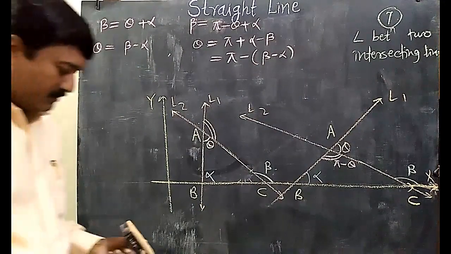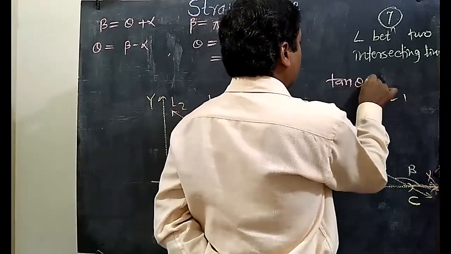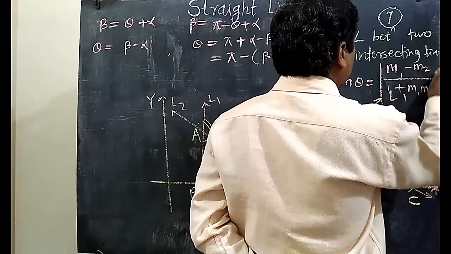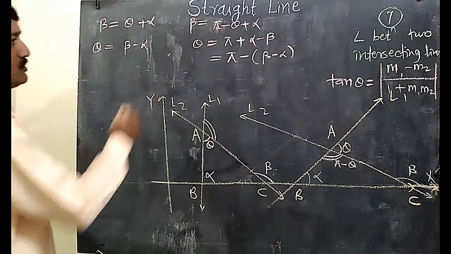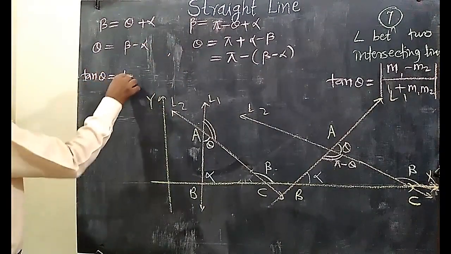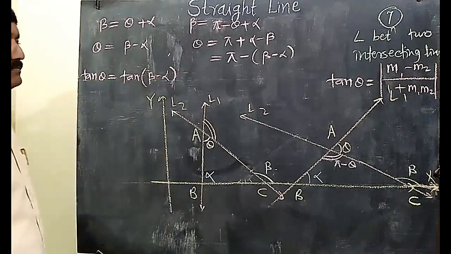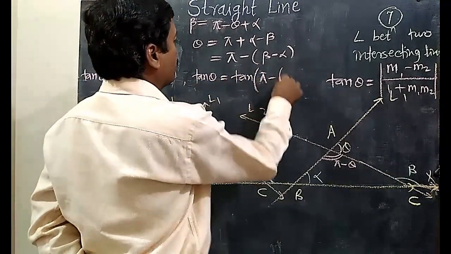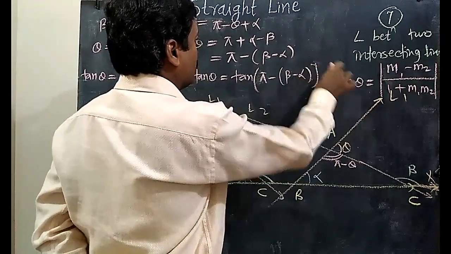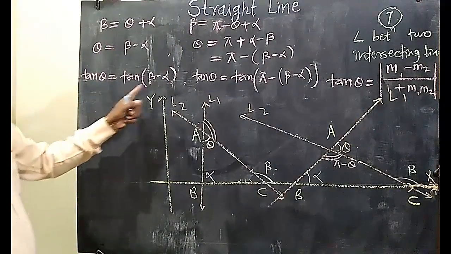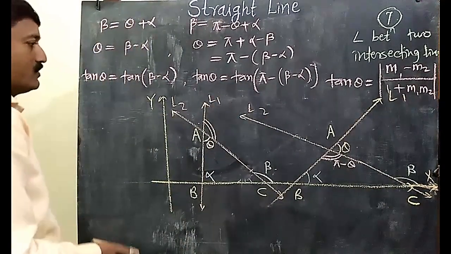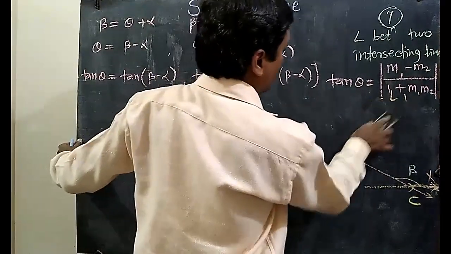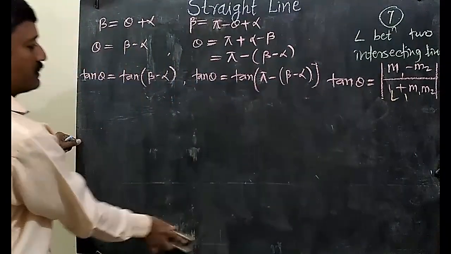What do we want to find here? We want the formula for tan theta, which is given as m1 minus m2 upon 1 plus m1 m2. That we have to prove here. So let us take the tangent ratio of these two. Here tan theta is equal to tan of beta minus alpha, and tan theta is equal to tan of pi minus of beta minus alpha. Here there is no problem, only an additional pi is there. So I will place the figure here. Once again, if required, I will draw the same figure again.